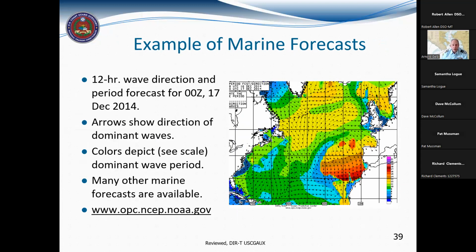Here's an example of a chart that's associated with marine forecasts. Here it's showing a 12-hour wave direction and period forecast for 0 GMT, or Zulu, on the 17th of December, 2014. The arrows are showing the direction of the dominant waves. There's a color scale that depicts the dominant wave period on the lower right. And there are many other different types of marine forecasts that are available at the NOAA website.